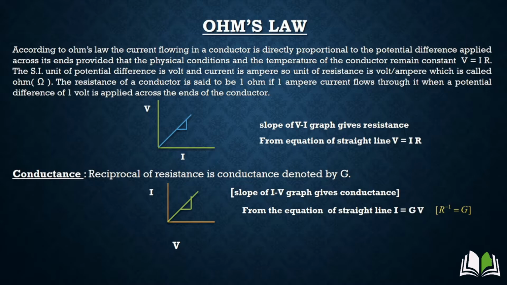But in the experiment lab, we never do the V versus I graph. We always do the I versus V graph. From the I versus V graph, we can easily find the slope. So I is equal to G into V. Here the slope is G, the conductance, and from the conductance we can easily find the resistance, because resistance is the reciprocal of G. So using Ohm's law, we can find the resistance of a conductor easily.